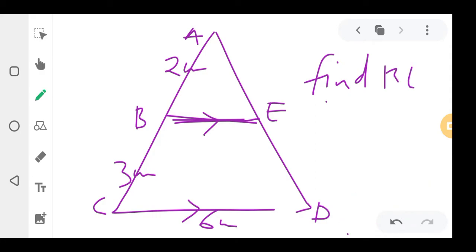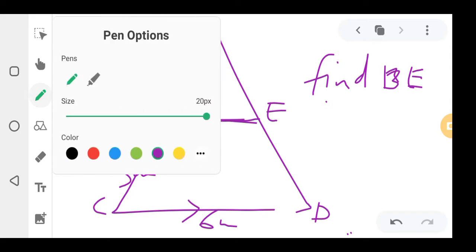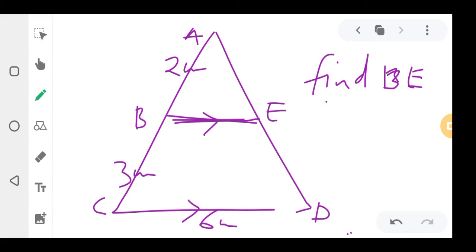BE. Find BE. How do you find BE? The first thing you do before you do anything is split it into two triangles, like I told you. First, take the smaller one. You pick this triangle. Can you see it? I'm putting yellow. This triangle, I pick it here.